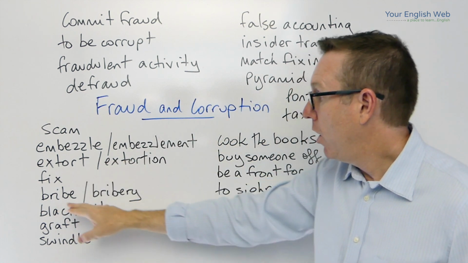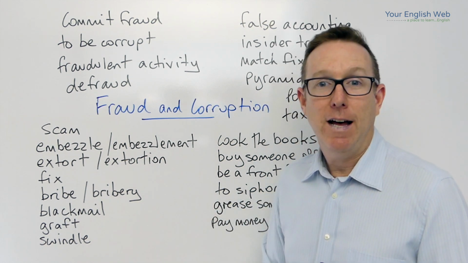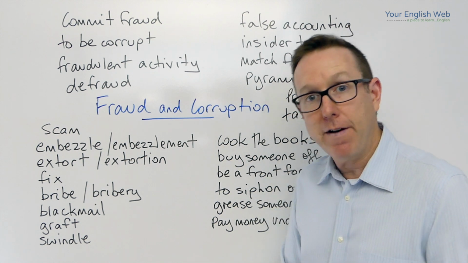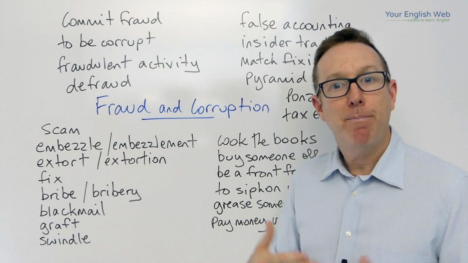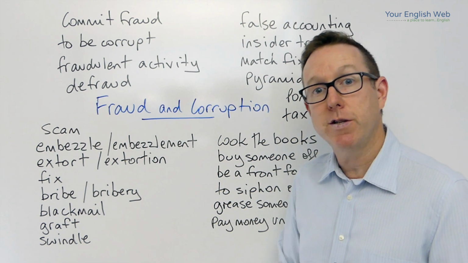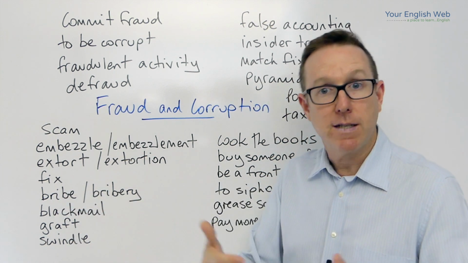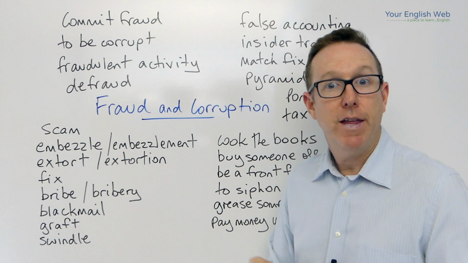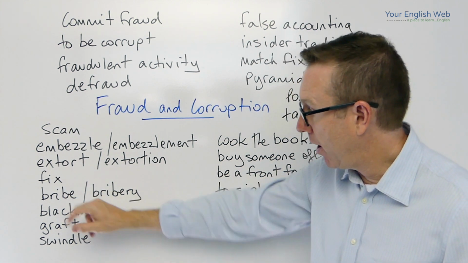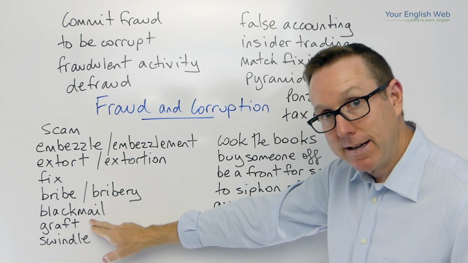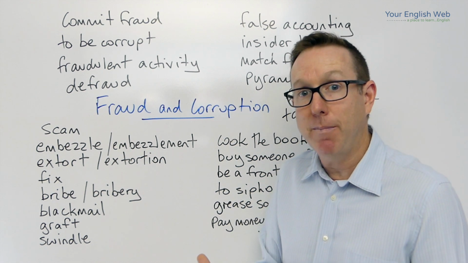Maybe bribe, or somebody commits bribery, where you offer money to somebody for a favor or to get them to do something for you. You try to bribe them. In politics, it's quite common that politicians receive money or a bribe in order to pass a law or to change the zoning regulations so people can build houses and things like that. Bribery.